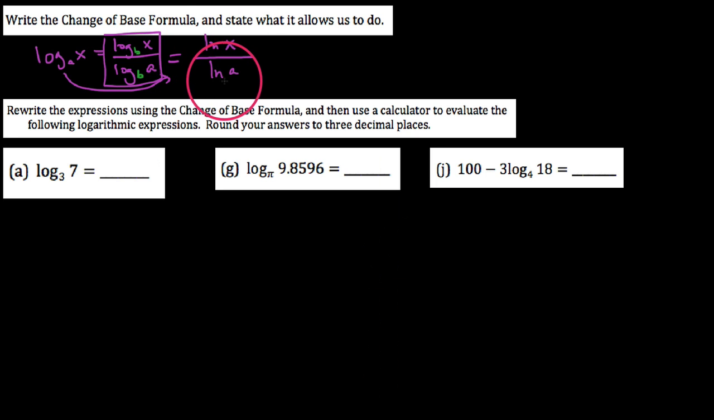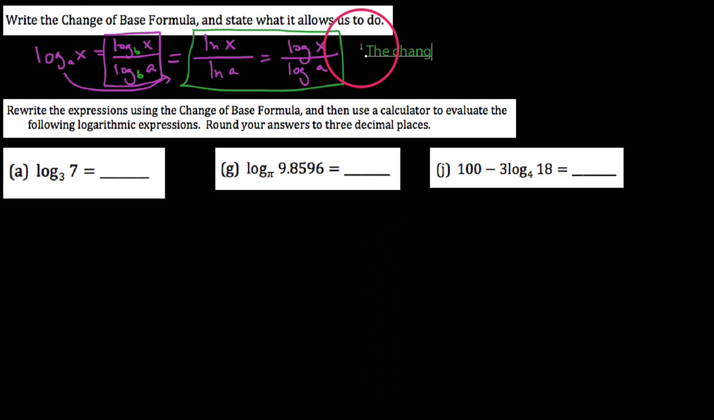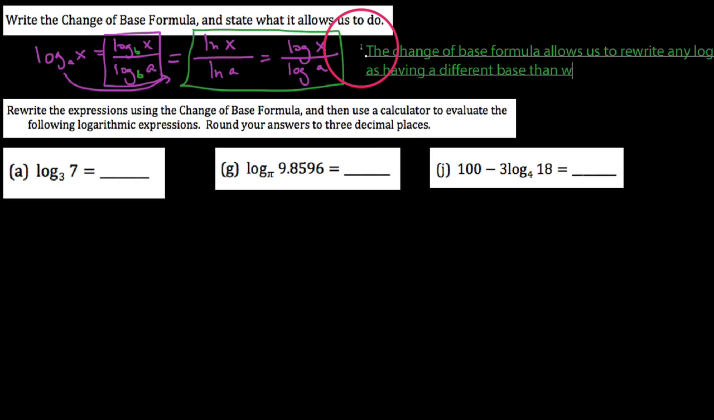The reason why this works is because we have two logs here that have the same base, base e. The same reason why we could also use a common log on both of these, log base 10 over log base 10. As long as we put the x on top and the a on bottom, this would be an equivalent expression. So what does the change of base formula allow us to do? We could just say that the change of base formula allows us to rewrite any log as having a different base than what it started with.